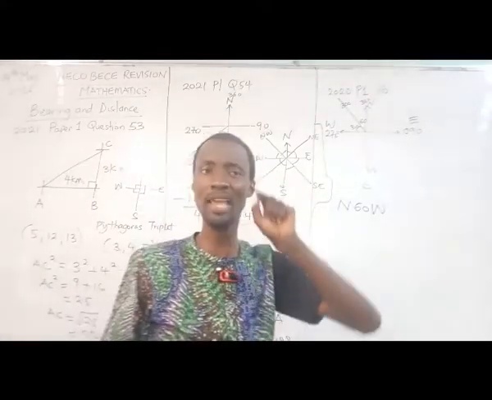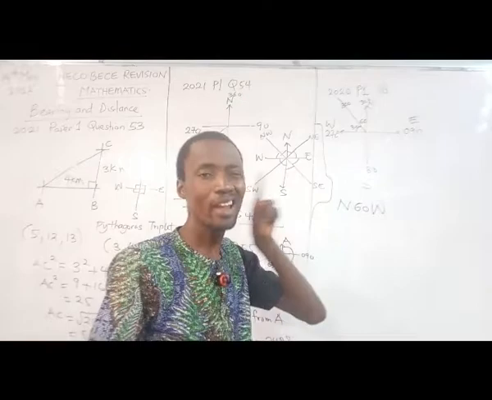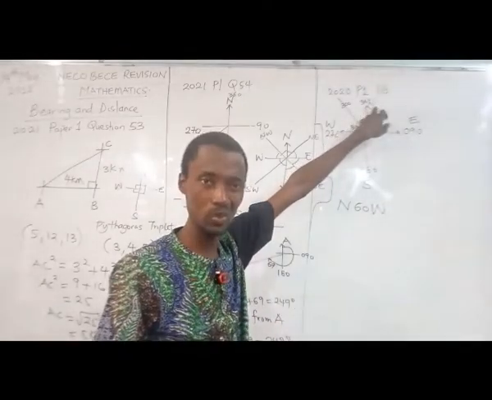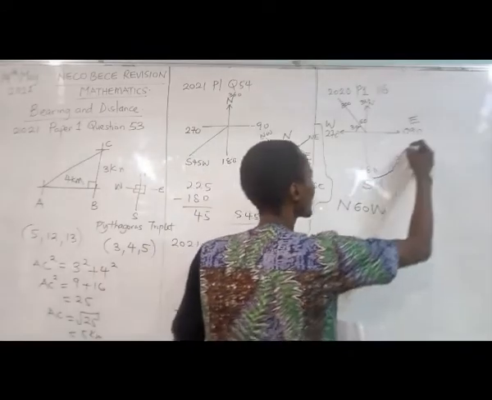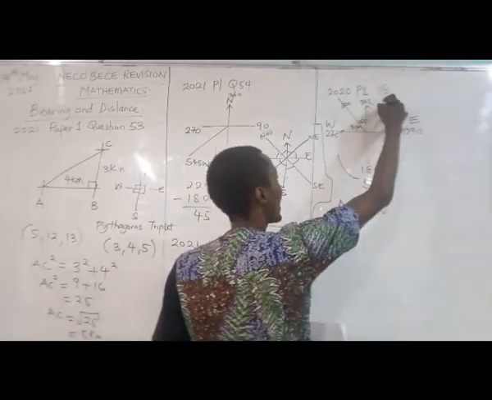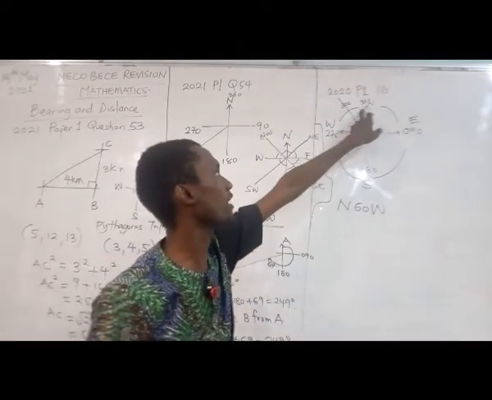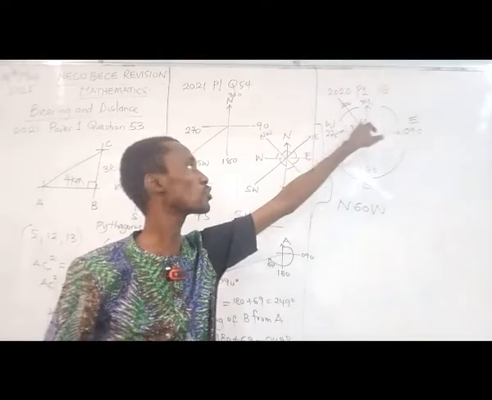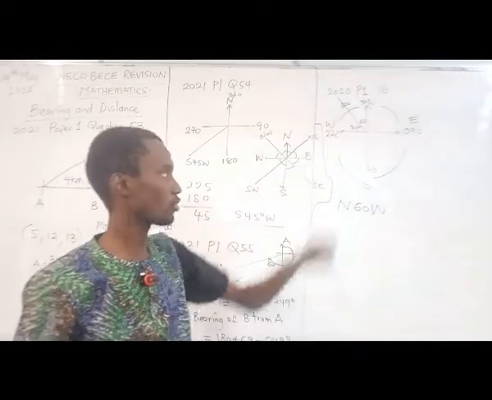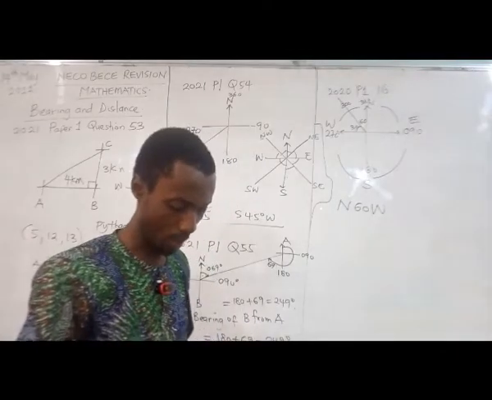Now somebody might say, why are we not measuring from here? It means you missed the idea initially. We said that for a compass bearing, the reference point is the north and the south. So when you're reading, you read like this, or you read like this. So to get to 300, I would have moved 60 degrees towards west. That's why the answer is north 60 degrees west.